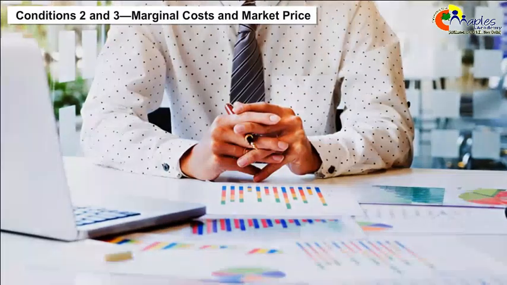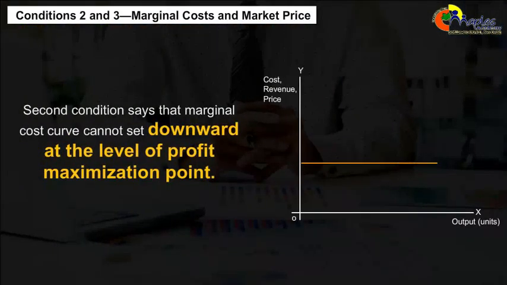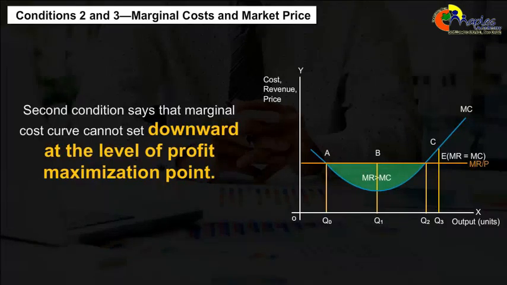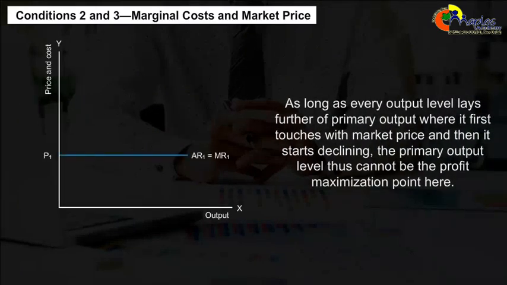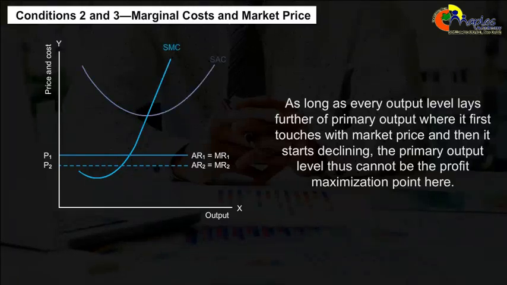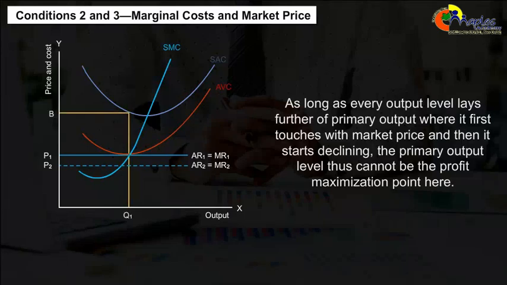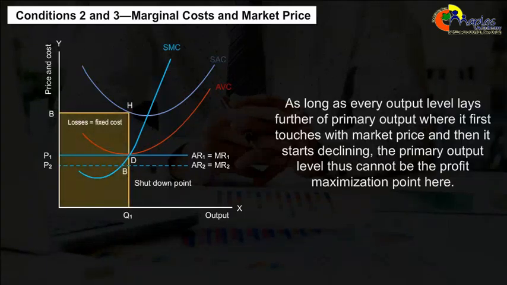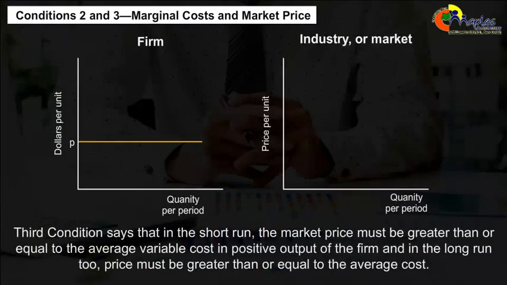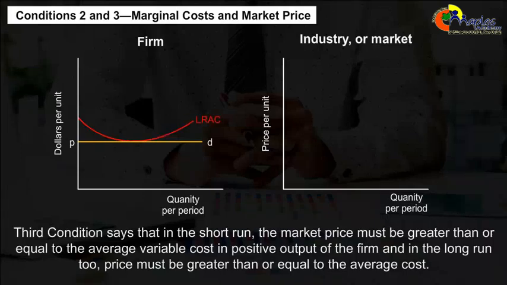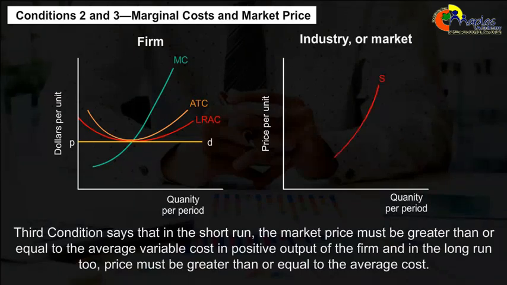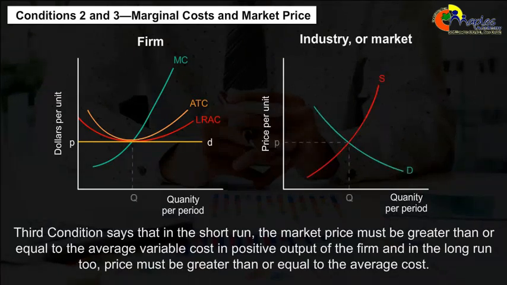Conditions 2 and 3. Marginal cost and market price. The second condition says that the marginal cost curve cannot slope downward at the profit maximization point, as every output level lies further than the primary output where it first touches the market price and then starts declining. The primary output level thus cannot be the profit maximization point here. The third condition says that in the short run, the market price must be greater than or equal to the average variable cost at positive output of the firm, and in the long run too, price must be greater than or equal to the average cost.